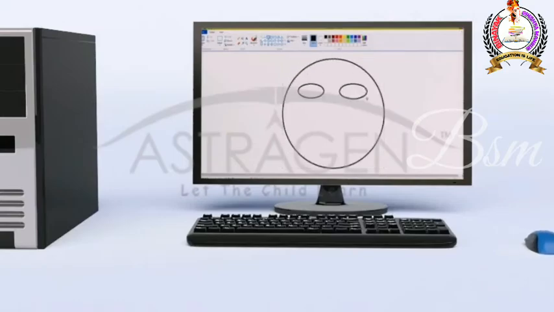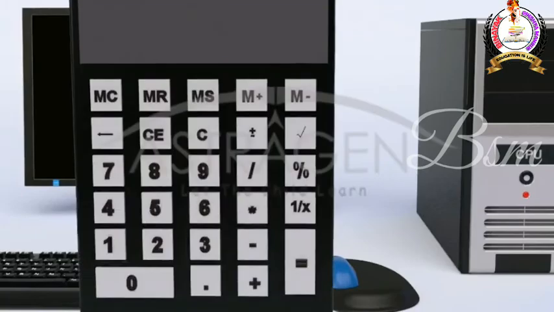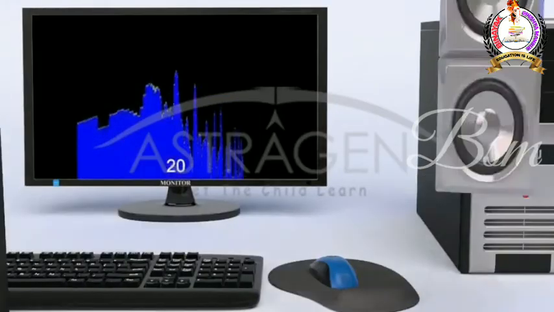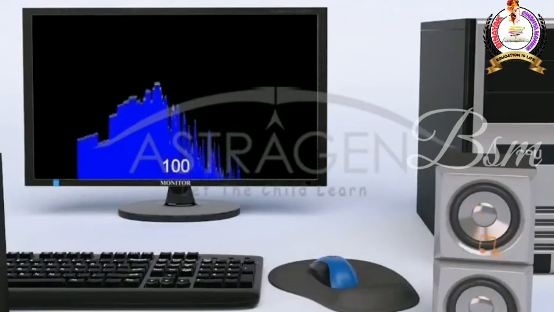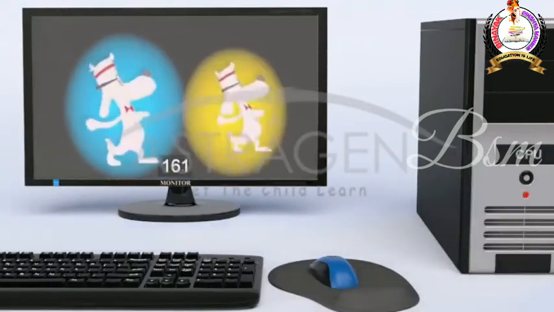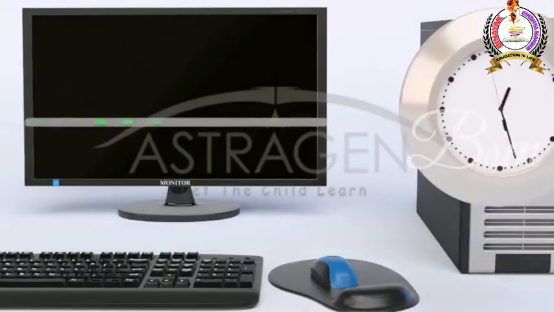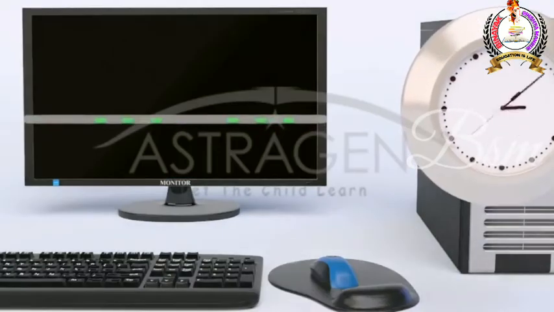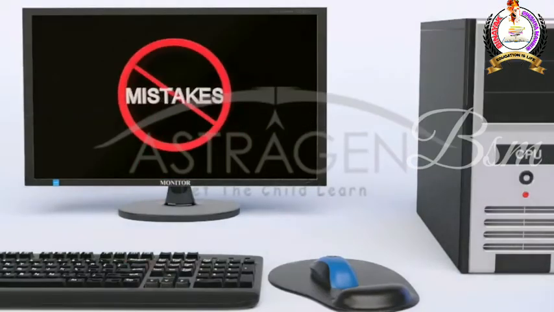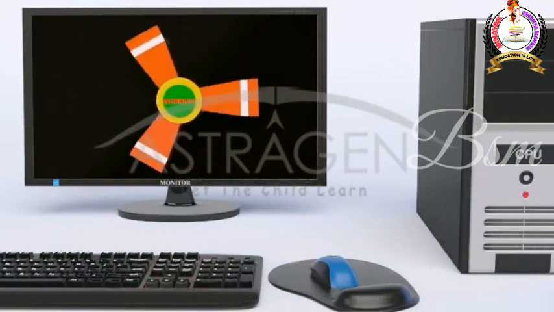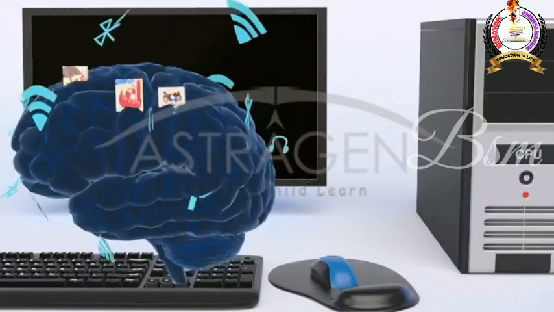We can use a computer to write letters, draw pictures, do numerical calculations, play games, listen to music, watch movies, etc. The advantages of a computer are it doesn't get tired, it doesn't forget, it doesn't make mistakes, it does a variety of work, and it has a large memory.